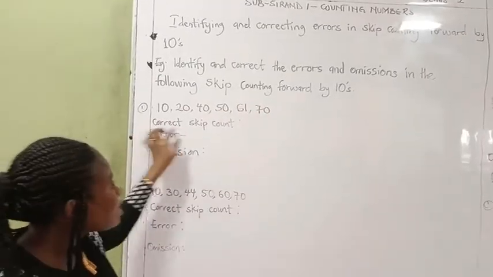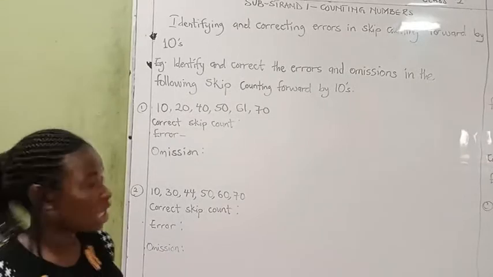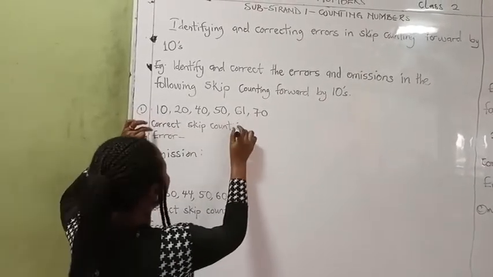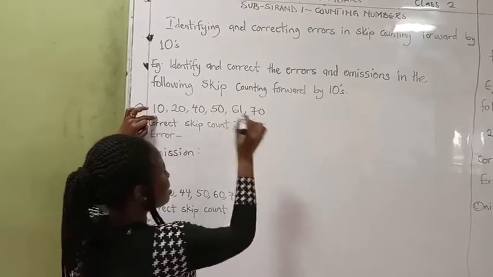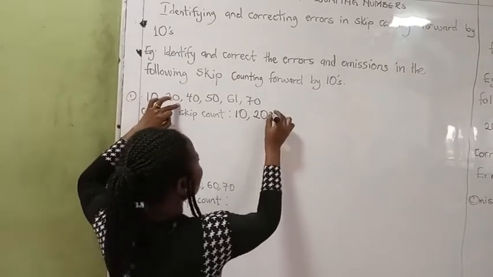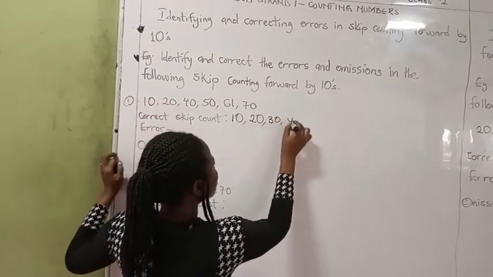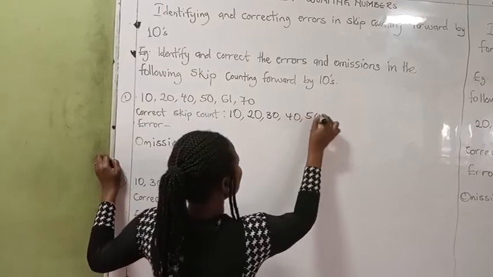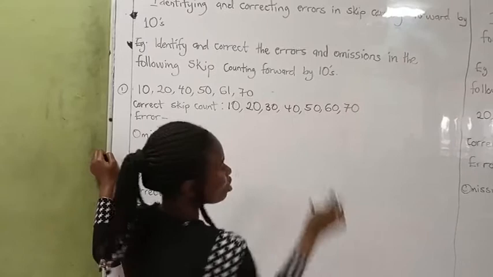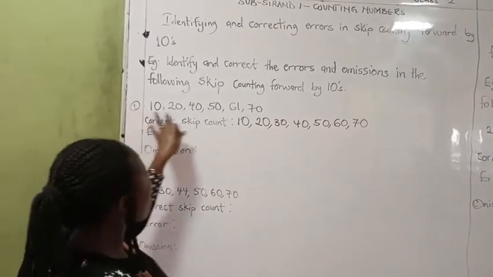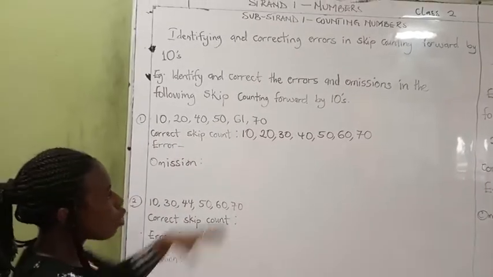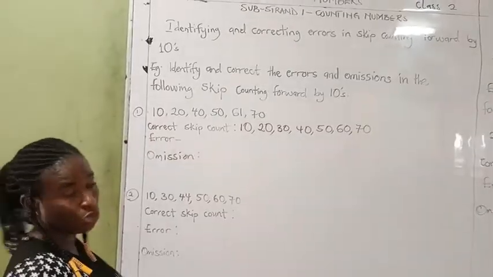We have to correct the skip count. So you write correct skip count. Then we have 10. In skip counting in tens, we add 10, making 20, 30, 40, 50, 60, and 70. It ended at 70, so we end there. Now, there are errors and omissions in the ones we were given. So we have to compare and find the errors and omissions.